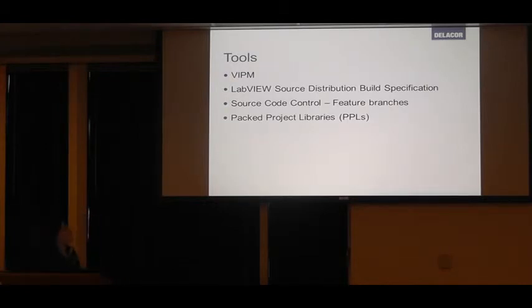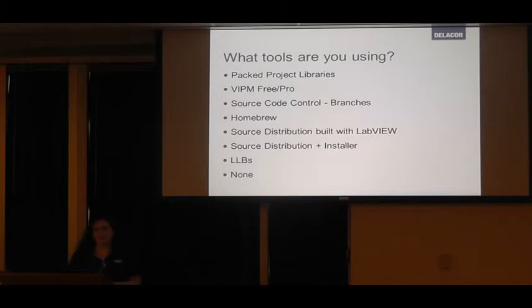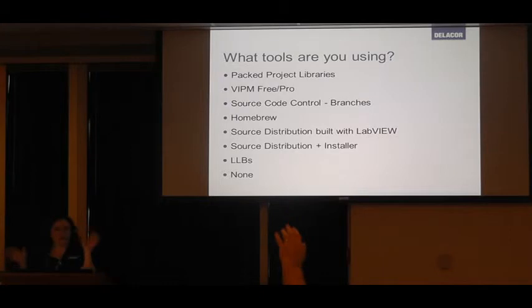Okay, so some of the tools that we've used with those teams are BIPM, Navi source distribution, build specification, source code control, feature branches for that, and pack project libraries. So what tools are you guys using? All the ones that are listed here. So who's using pack project libraries? Right? So you are the team pack project libraries. Over here we only have one person. You're sitting on the right side of the room. BIPM, free. Okay, BIPM Pro? All right, so about the same. Source code control branches?